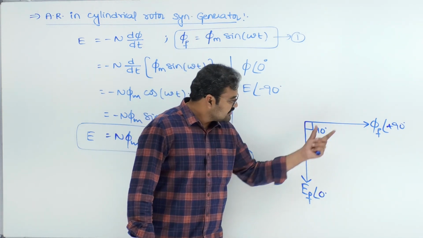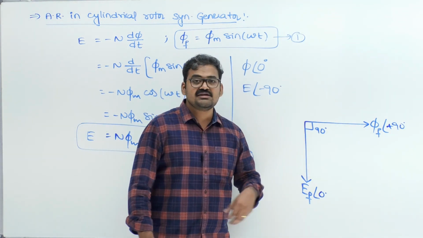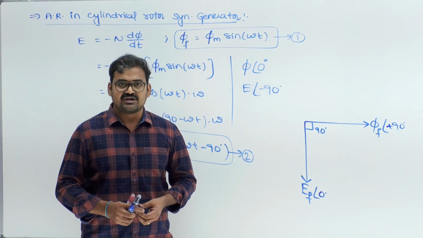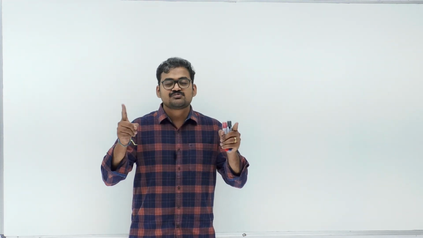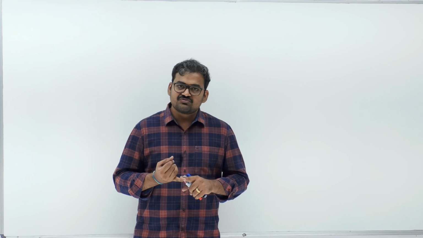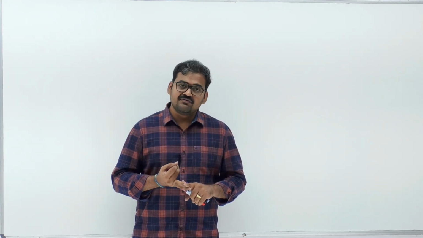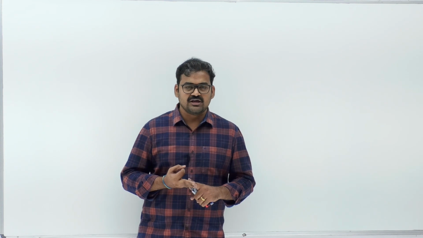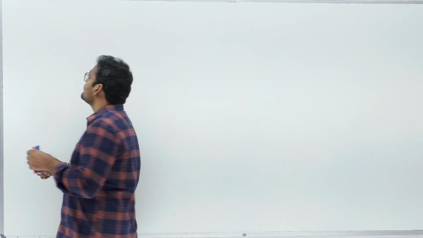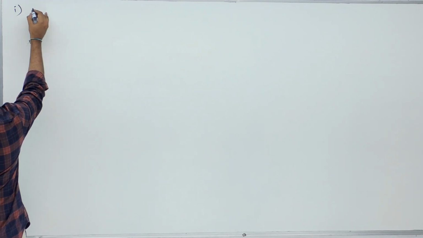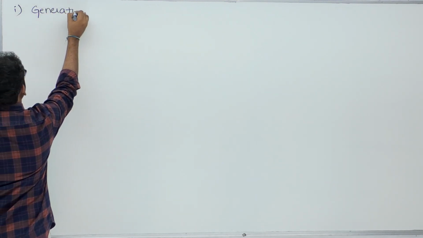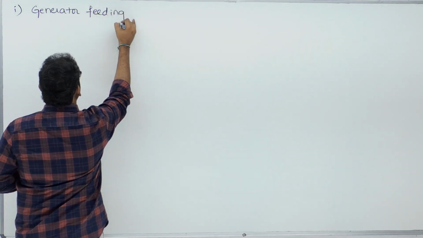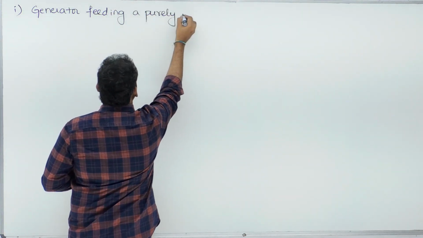Understand? So, induced EMF is lagging the flux by 90 degrees. Once we understand the phase angle relationship between flux and EMF, we can understand armature reaction now. As the alternator is generating AC power, we have to study armature reaction for different types of load power factors. First we will consider a lagging power factor load. Next we will consider a leading power factor load. Then we will consider a unity power factor load as well. Okay, so let me take the first case. Case number one: generator feeding a purely inductive load.